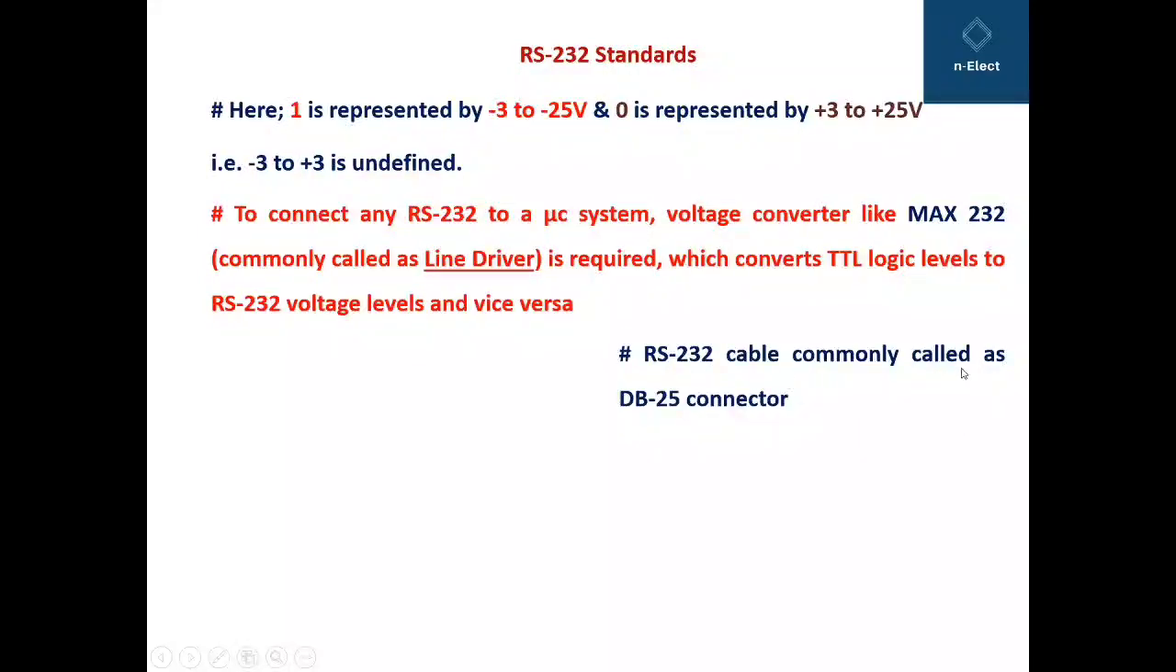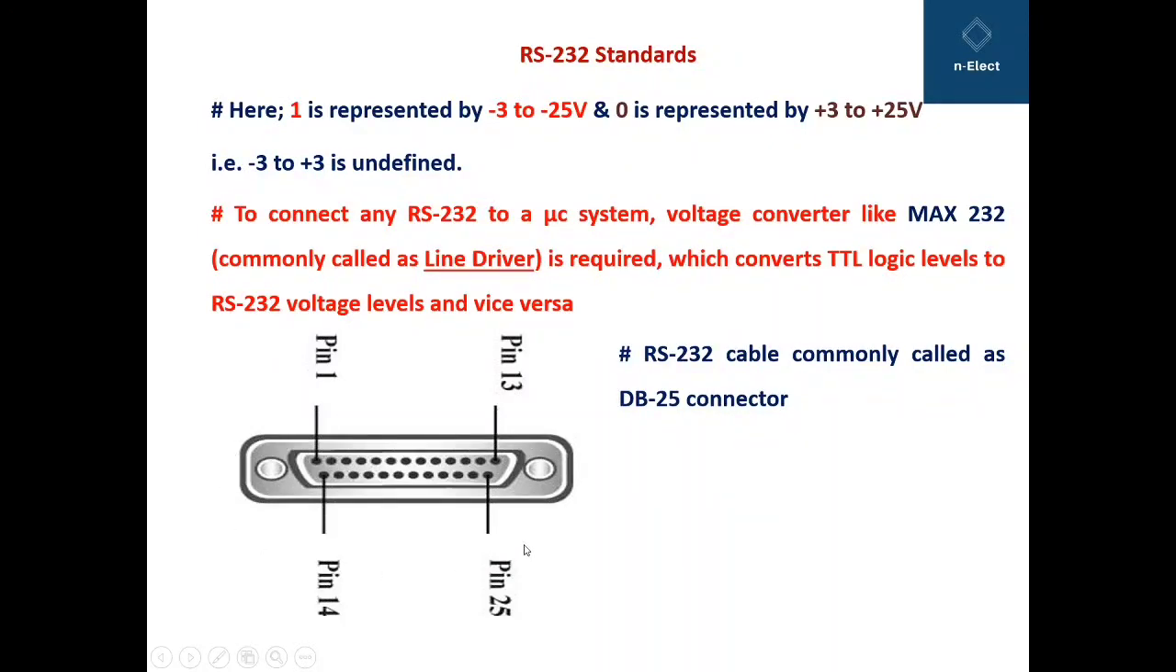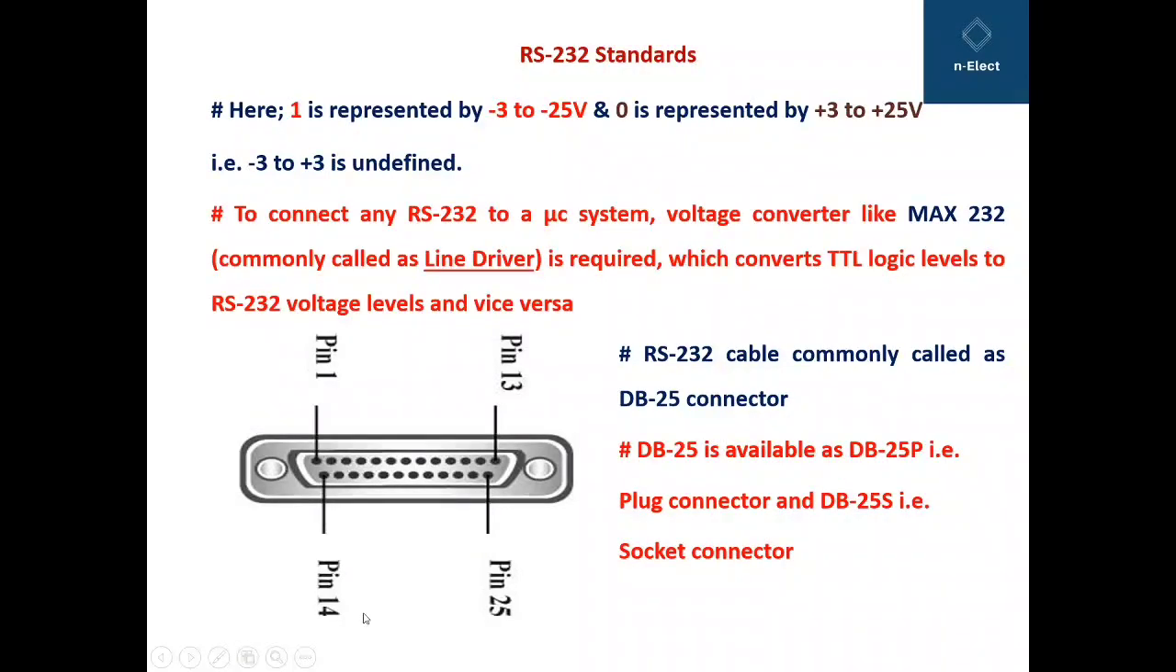The RS232 cable is commonly called the DB25 connector, and the reason is clear from this diagram: there are 25 connections provided, with 13 pins on the upper side and 12 pins on the lower side, making 25 pins in all. DB25 is available in two forms, DB25P, the plug connector, and DB25S, the socket connector, that is, male and female.